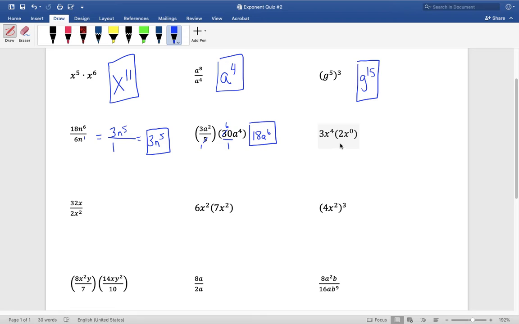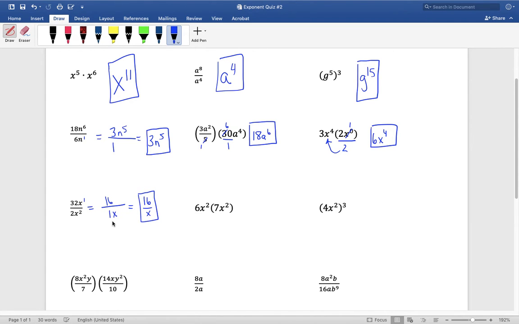On the second problem, we have parentheses. Let's do the work in parentheses first. X to the 0 is 1, 2 times 1 is 2, so I have 2 being multiplied by 3x to the fourth, which is just 6x to the fourth. Alright, on the next row, let's see here, I have 32 over 2, which would be just 16 over 1. And I have an x on the top and 2 on the bottom. If I subtract those, it's negative 1, which means my x is in the denominator. And if I simplify that, it's simply 16 over x.